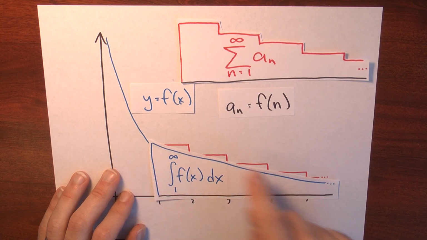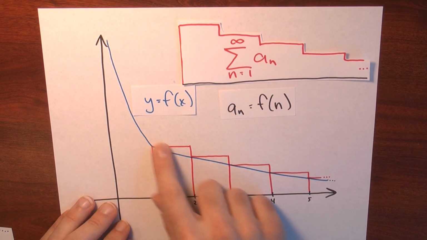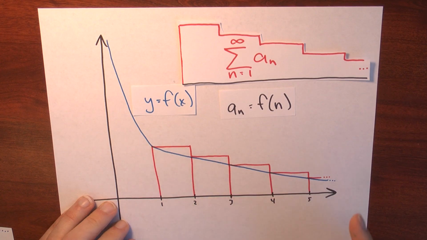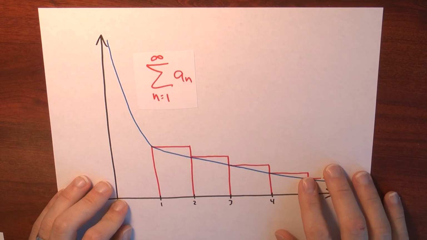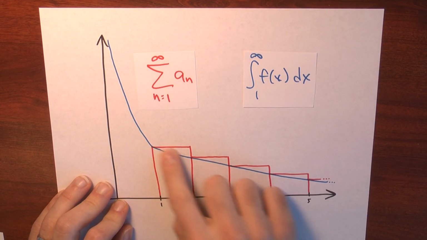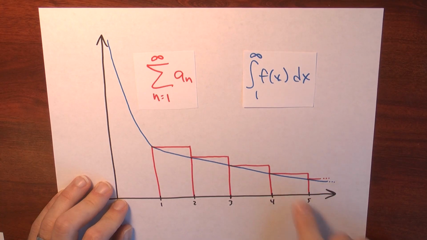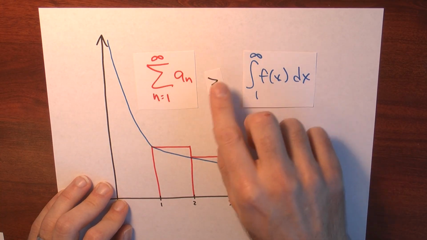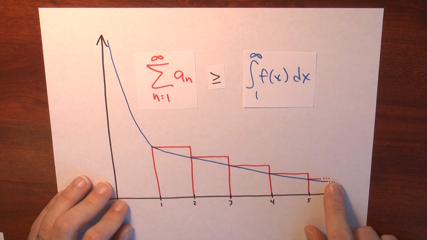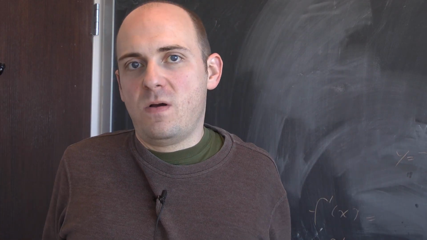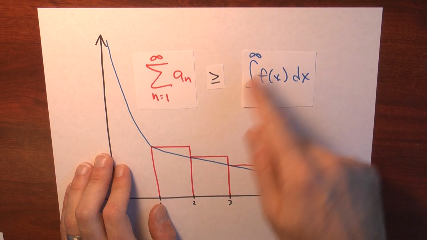How does this blue region compare to this red region? Well, this blue region sits inside all of the red boxes. Well, what does that mean? That means that this is the red region, this is the blue region, but this blue region sits inside all of the red boxes. And that means that the area of the red region must be larger than the area of the blue region. Why does that matter, though? Well, the takeaway message here is that this sum is even larger than this integral.